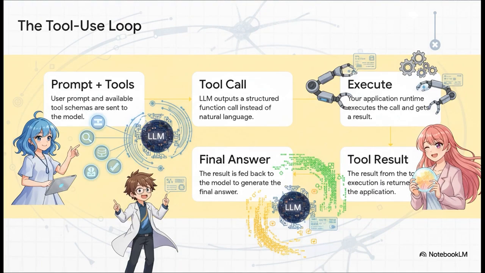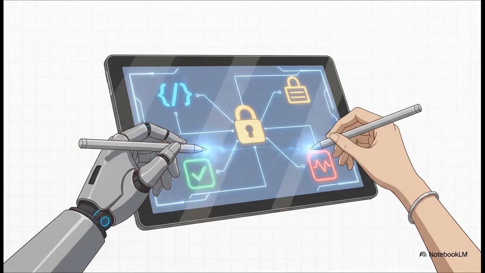Well, instead of just spitting out more text, the model can output a really specific structured command. Your application sees that command, goes and executes it, and then feeds the result right back to the model. This creates this awesome little loop you see here: prompt, tool call, execution, result, and then finally, the model gives its final informed answer.